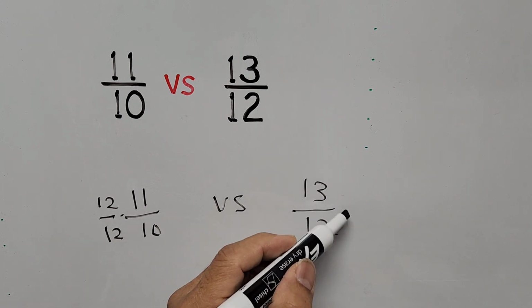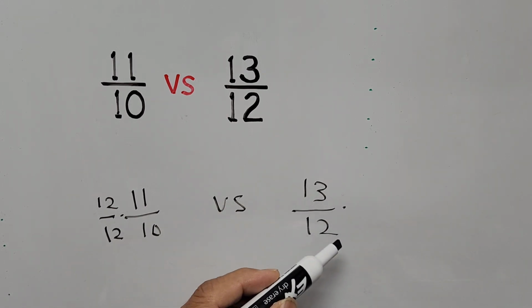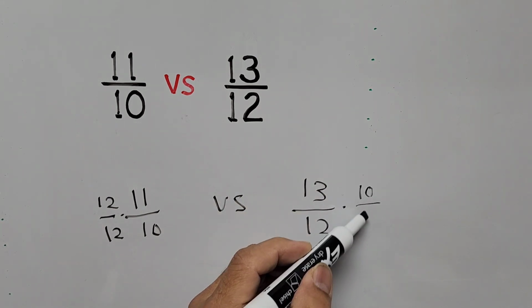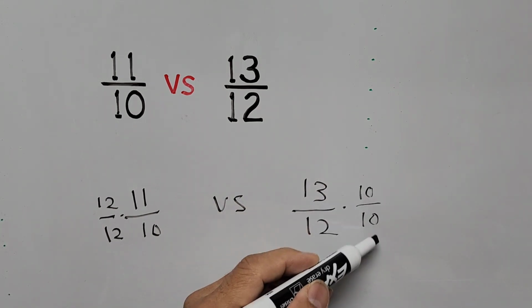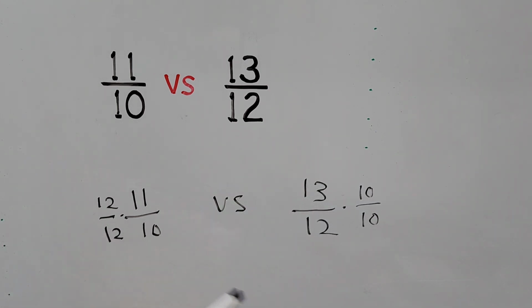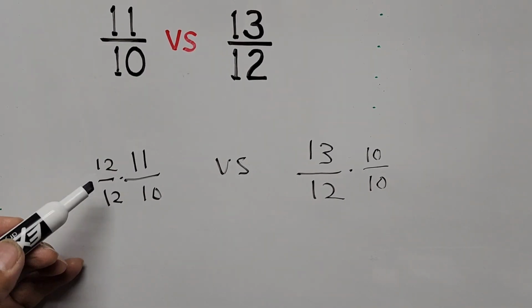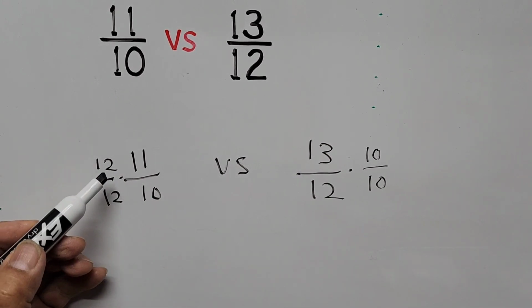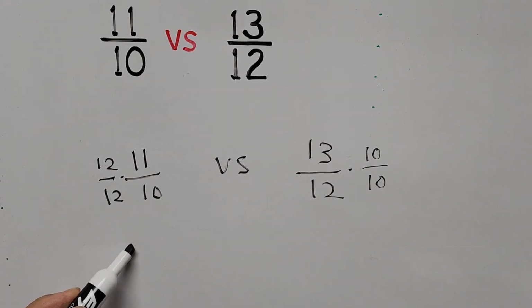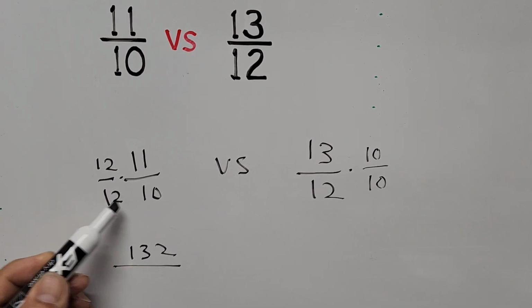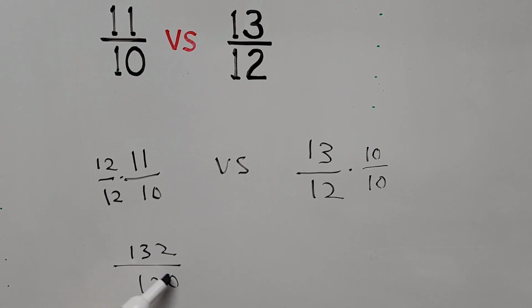On the right-hand side we'll be multiplying with 10 over 10. Since 10 over 10 is equivalent to 1, and likewise 12 divided by 12 is 1, it won't alter the value of the fraction. Now, multiply 12 to 11, likewise 12 to 10. So 12 times 11 is 132, and the denominator, 12 times 10, is 120.